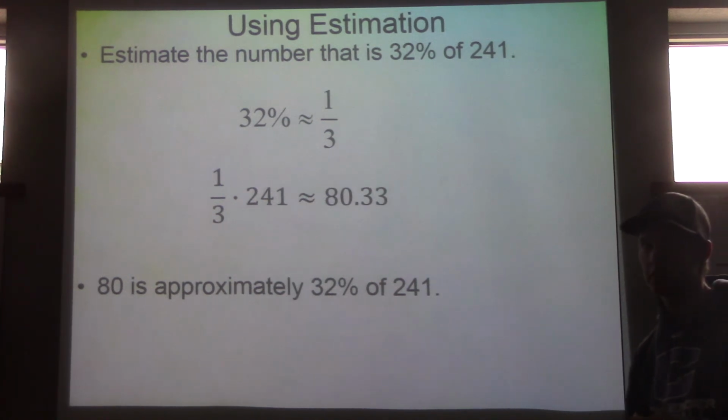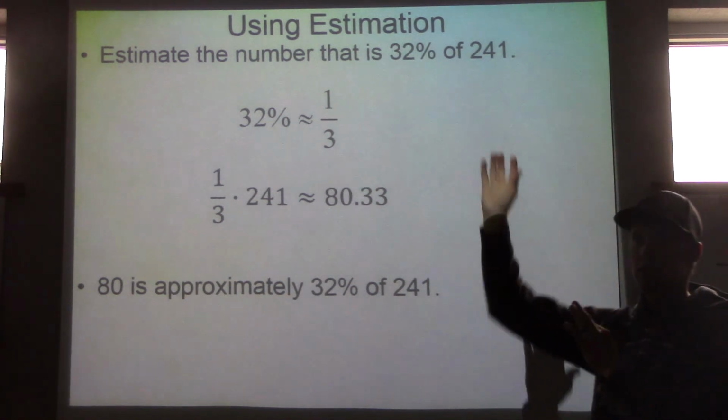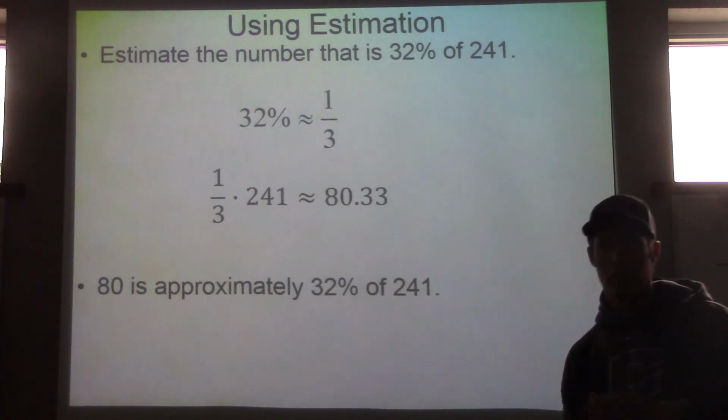So that's our lesson for today. The biggest thing to remember is you write your percent over 100 is equal to is over of, and then we can cross multiply all of this.